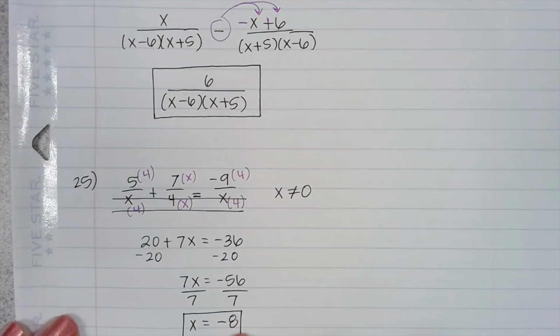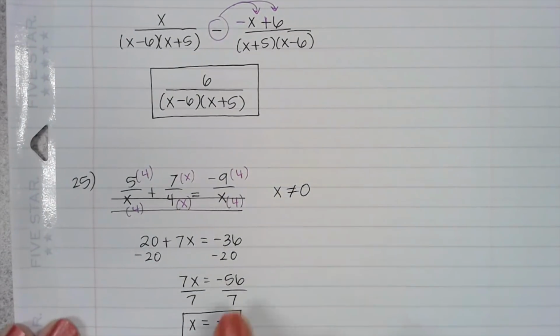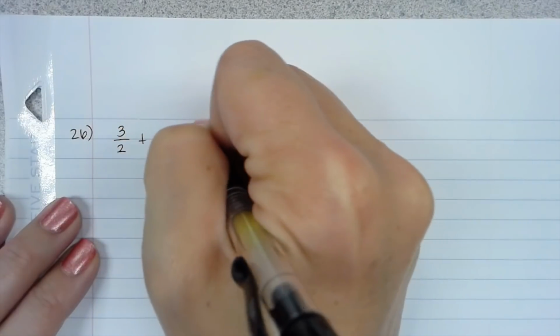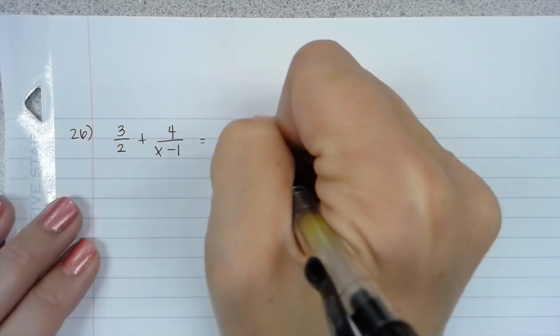If I got x equals 0 as an answer, I would throw it away, and if x equals 0 was the only answer, then I would say that the question had no solution. So 26 through 29, the process is the same. The only thing that's different is on some of them you might have to factor. Writing down the question to get started is a helpful first step.